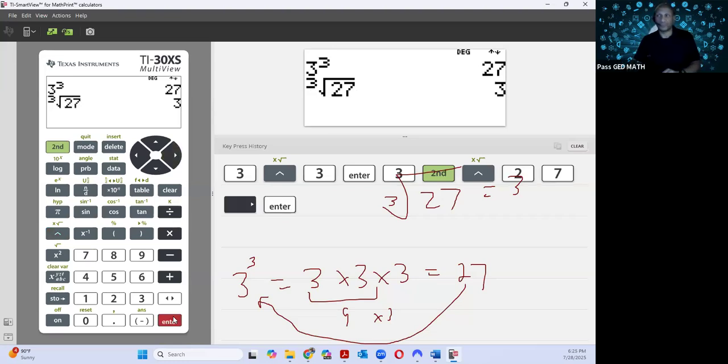Enter. So this is how you make sure you know it, but you also know how to put it in the calculator. This is another guaranteed question. You're going to have a question with squares, square roots, cubes, and cube roots. Guaranteed. It's going to be one of your first 5.